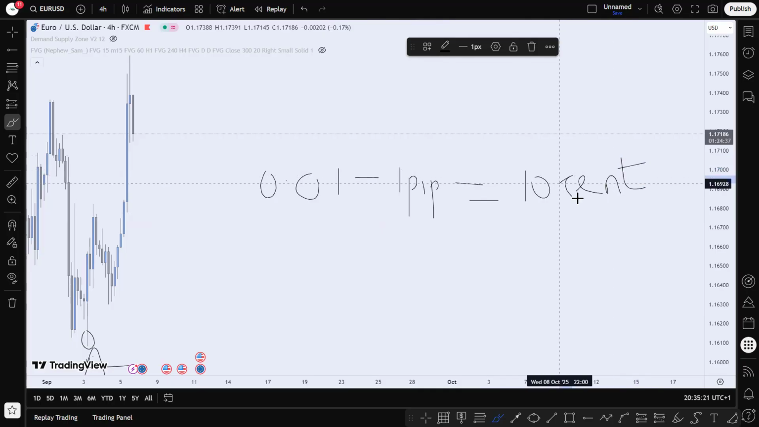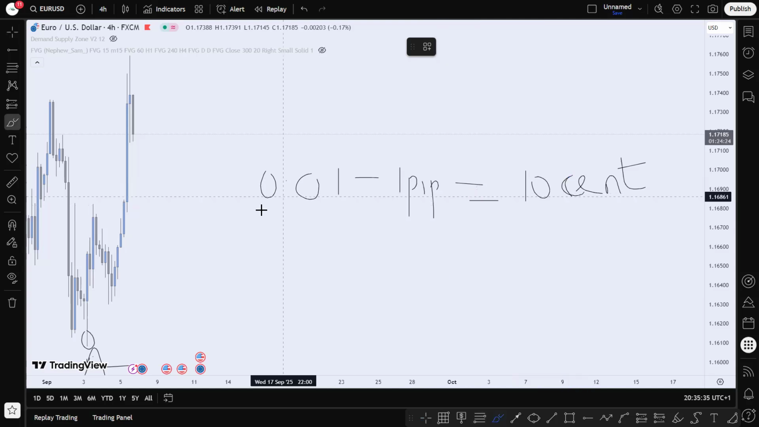It's not 10, right though. 10 cents. Do you understand what I'm saying? So every time this market moves one single pip is equivalent to what? 10 cents, using this lot size of 0.01.